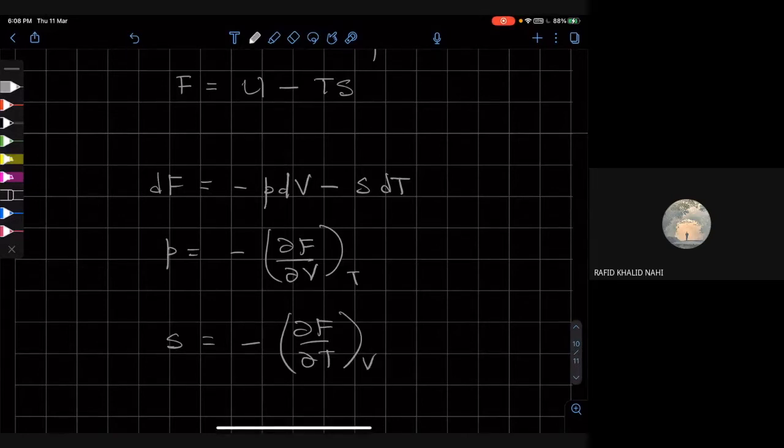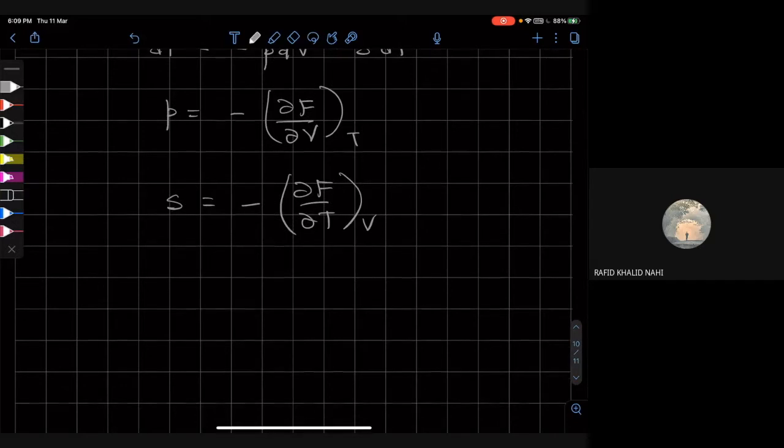We do a lot of isothermal processes, so temperature remains constant. So Helmholtz free energy is very useful for isothermal processes. And then, in that case, it's just the change in volume that is really going to give you everything.